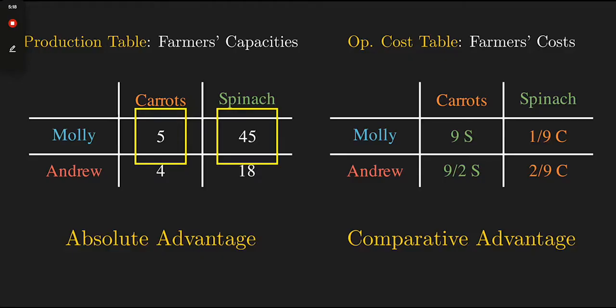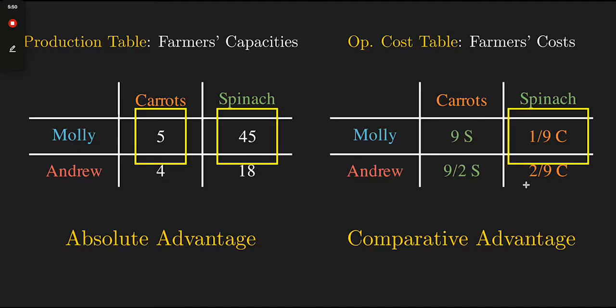And it turns out if we're looking at spinach, Molly has the comparative advantage here. She gives up fewer units of carrots to grow spinach than Andrew does. Molly gives up 1/9 units of carrots for every unit of spinach she decides to make, where Andrew has double that. So we say Molly has the comparative advantage in growing spinach.